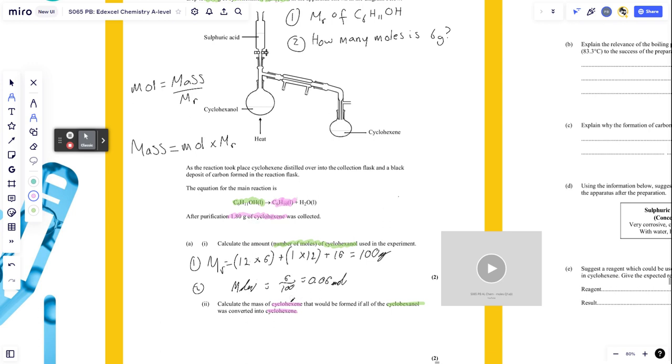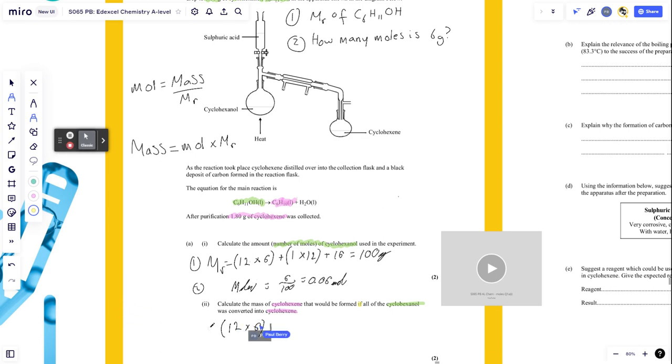So we just want to know if, and I often say this is an important word in moles questions, this word if. They're leading you through this nicely here. So if it had all been converted, the first thing we need to notice is that it's a 1-to-1 ratio. If we've got 0.06 moles of the cyclohexanol, we're going to get 0.06 moles of cyclohexene, okay? So what do you think we do next?